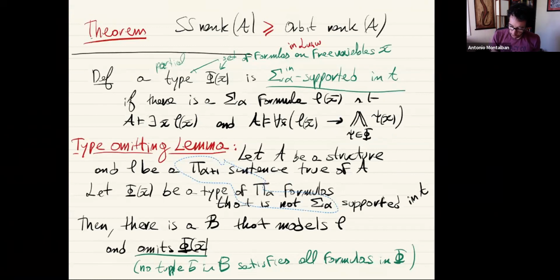Okay, so let's move on from that, and let's use now this type omitting lemma to prove this theorem. So I'm gonna restate this theorem in a different way. How are we doing in time? We're good.